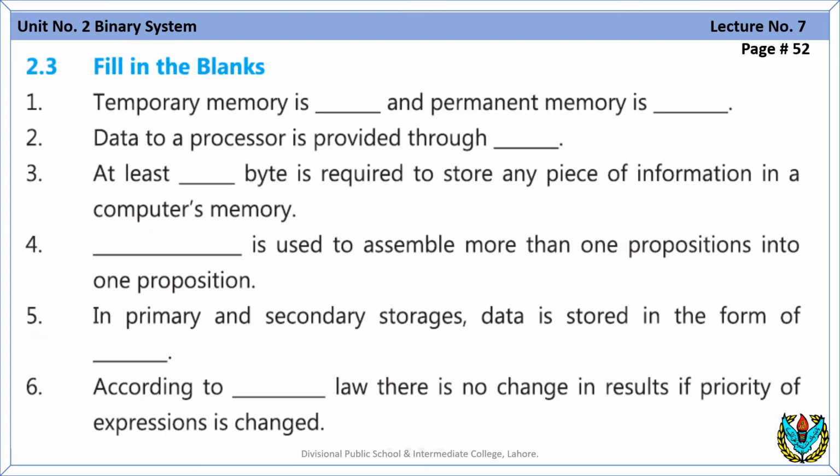Exercise 2.3, filling the blanks, on page number 52. First, temporary memory is dash and permanent memory is dash. The answer is temporary memory is RAM and permanent memory is hard disk. Number 2, data to a processor is provided through dash. The answer is data to a processor is provided through RAM.